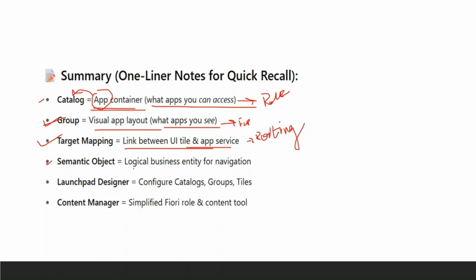Then there's a semantic object. It's a logical business entity for navigation, where we give a business entity name followed by an intent, so it is intent-based navigation basically. The Launchpad Designer is useful for configuration of catalog, groups and tiles, and Content Manager is also useful for configuration of catalog, groups, styles, and many more additional features.